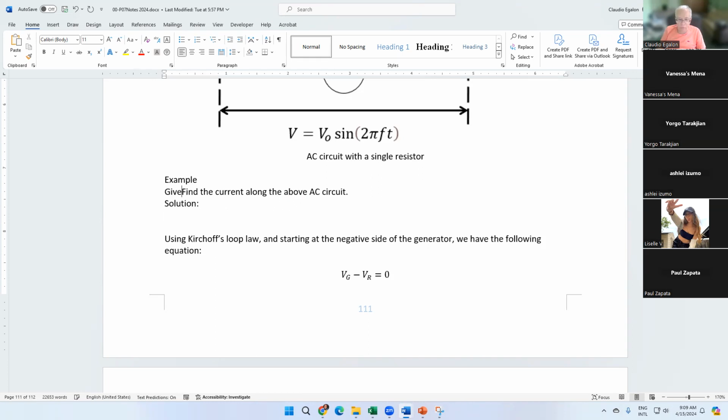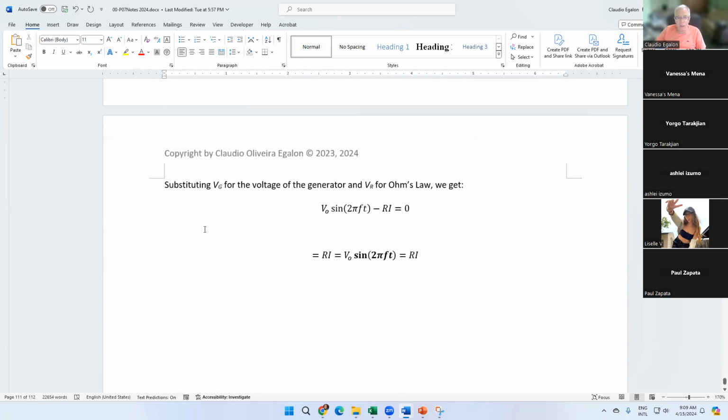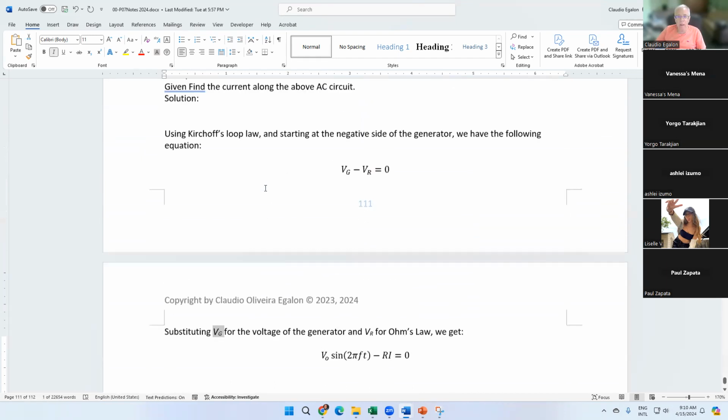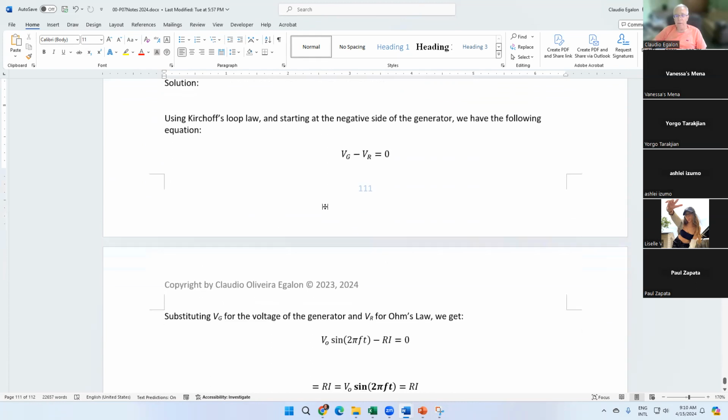Given V sub G and R, find the current along the above circuit, the AC circuit. Okay, so here we go.